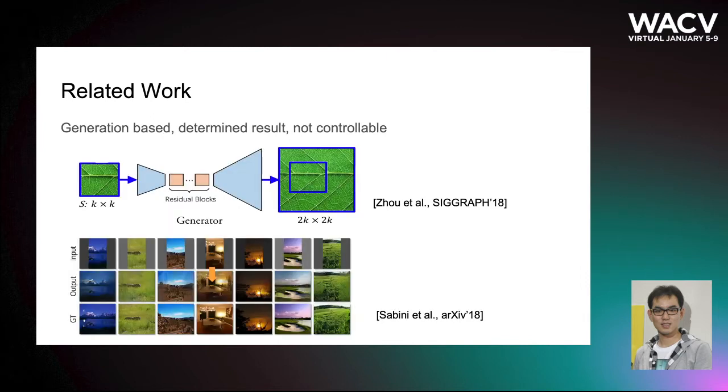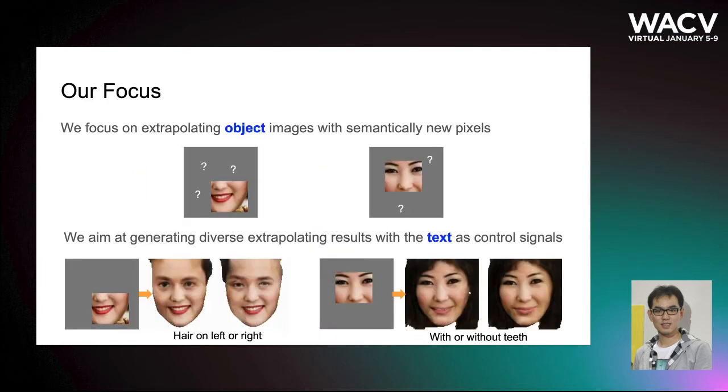Following works apply deep learning to treat this task as a conditional image generation problem. However, they have no controls over the extrapolation process and only output a determined result. In this work, we focus on two aspects. First, we targeted on extrapolating object images with semantically new pixels. Second, we aim at generating diverse extrapolating results with the text as control signals.